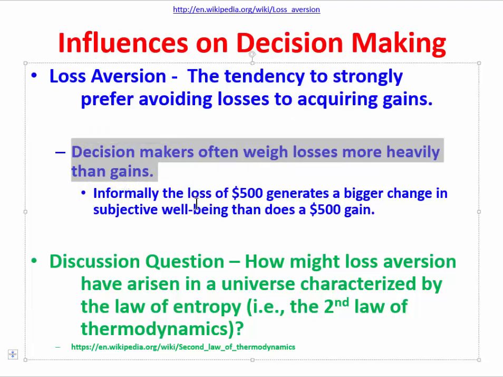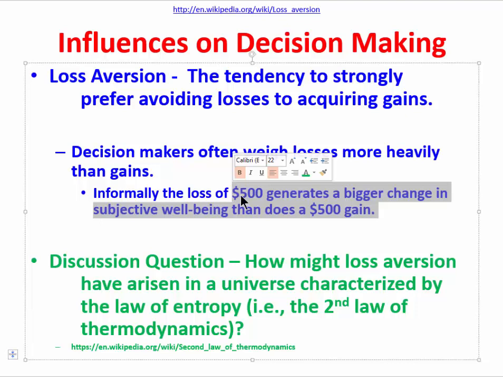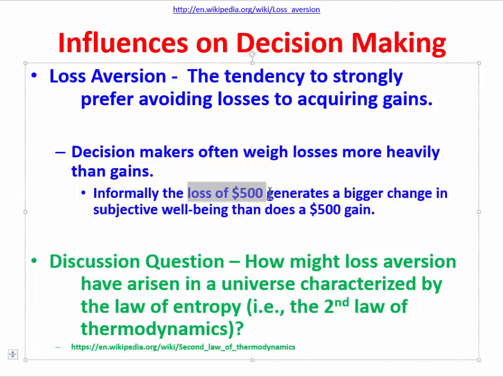So here's a way of thinking about this. Informally, the loss of, say, $500 generates a bigger change in subjective well-being, that is, psychological well-being, than does a gain of $500. Here again, as in the earlier example, we hold the actual change identical, 500 up or 500 down. Yet most people would subjectively report that the loss of $500 is a greater change in their well-being than is a gain of $500.